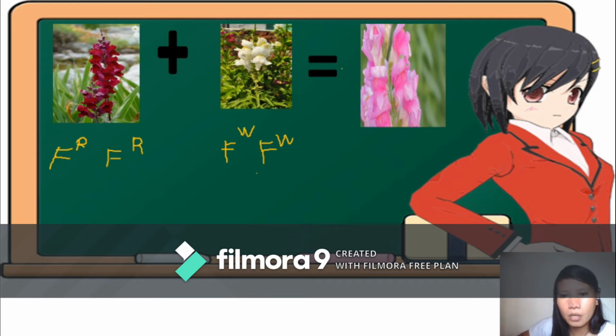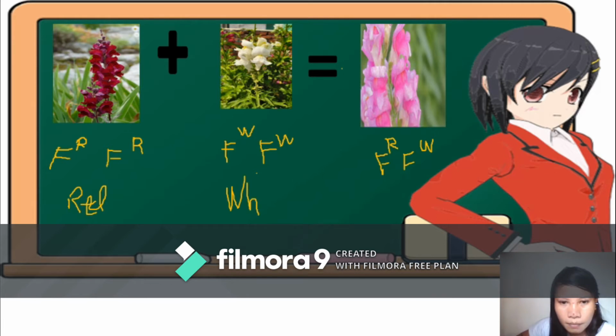Okay? How about sa pink? So, tingnan natin, F pa rin dahil flower color ang pinagkocross natin. Another F because they comes in pair. And since it is a pink, it is a combination of the parents. So, we have capital R, and capital W. So, this is for the red. This is for the white. And this is for the pink.